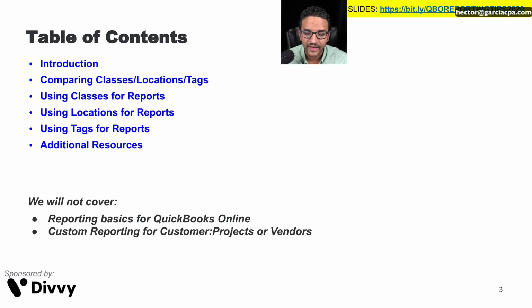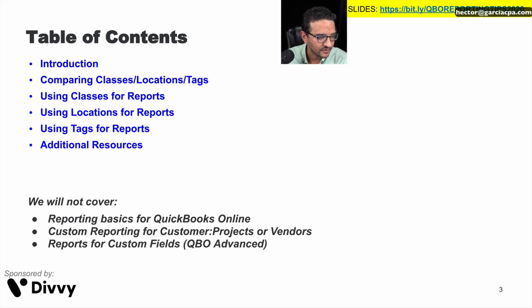We're not going to get too deep into custom reporting for customers, projects, or vendors. We're going to skip all that. I do acknowledge that those are things that are worth learning and understanding as well, but we're going to skip that so we can focus on classes, locations, and tags. And we're not going to cover custom fields in QuickBooks Online Advanced at all. That's a treasure trove of information when it comes to understanding how to build custom reports with custom fields. We are making the choice not to cover that so we can focus on classes, locations, and tags.